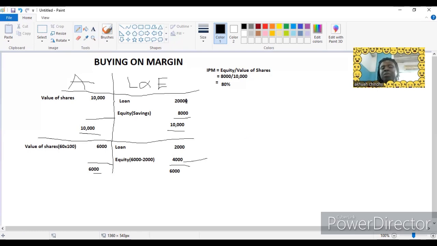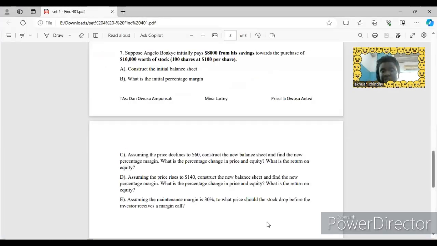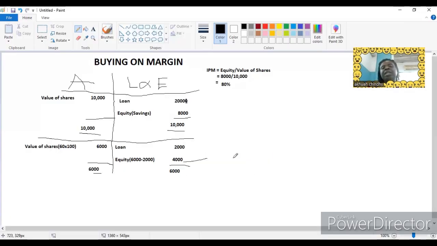your percentage margin. Then the next one says, what is the percentage change in price and equity? So this is basic mathematics. Percentage change in price will be the new price minus the old price divided by the old price times 100. The same way for equity: the new equity minus the old equity divided by the old equity times 100. This I'm not going to do because I have to be somewhere right now. So that's for that. And then what is the return on equity?